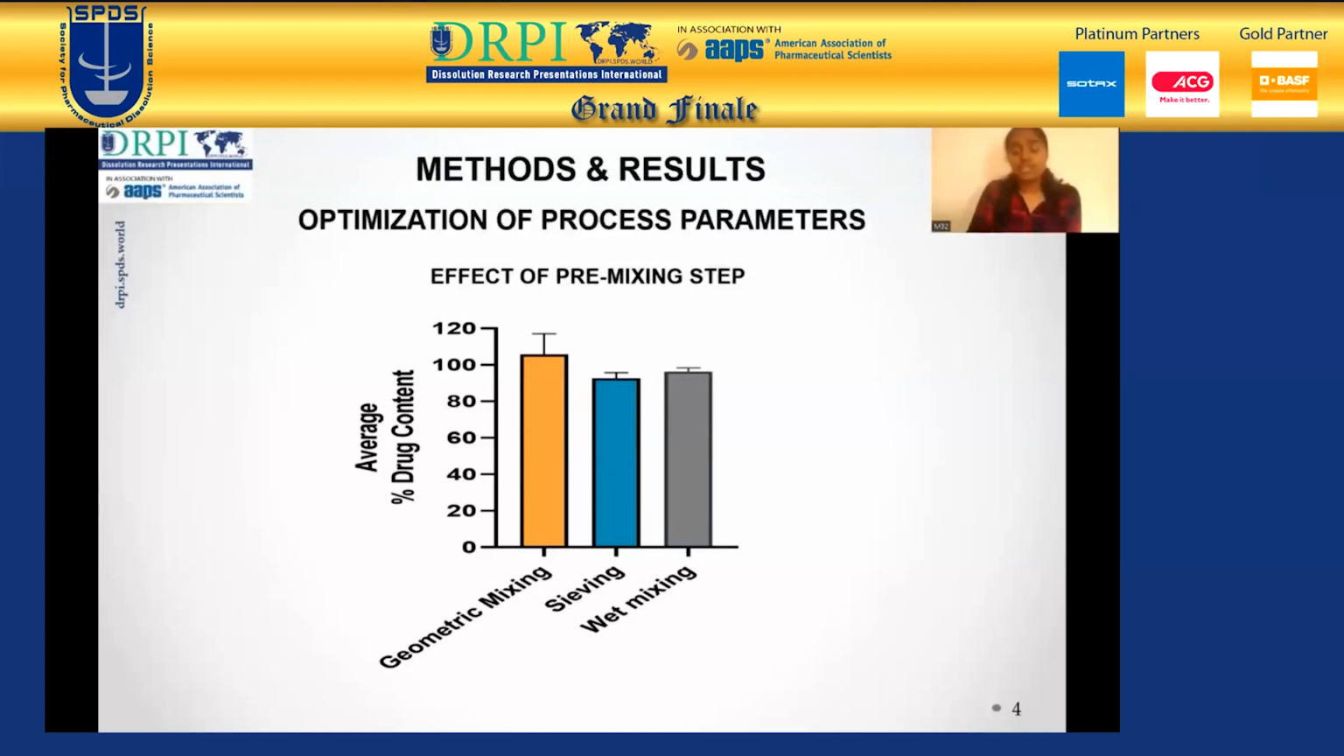uniformity. As we all are aware that a large quantity of drug usually goes into HME, as in the case of amorphous solid dispersions, where around 15 to 40% of the drug is loaded in a polymeric matrix. However, for ophthalmic indications, the dose required is generally low, and here we have incorporated only 1% of the drug. So achieving content uniformity was a major challenge. We compared three different pre-mixing steps, namely geometric mixing, sieving, and wet mixing, and we found that wet mixing yielded inserts of good content uniformity.